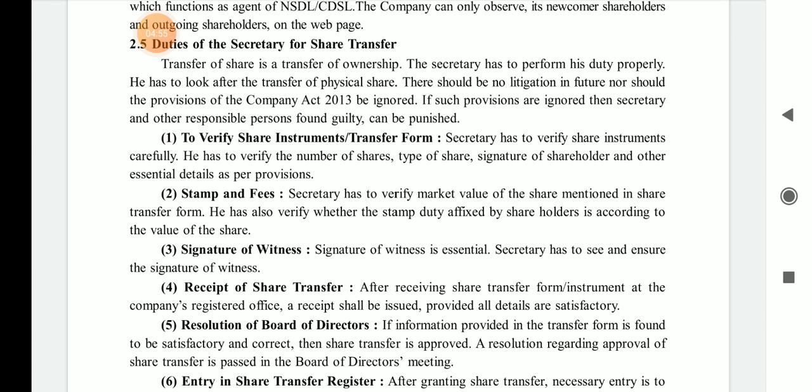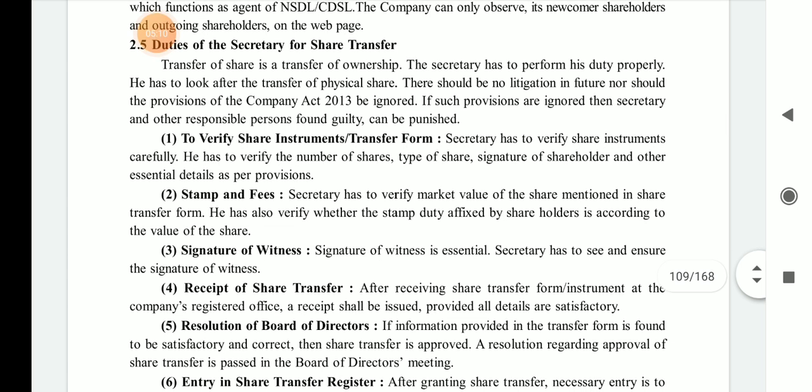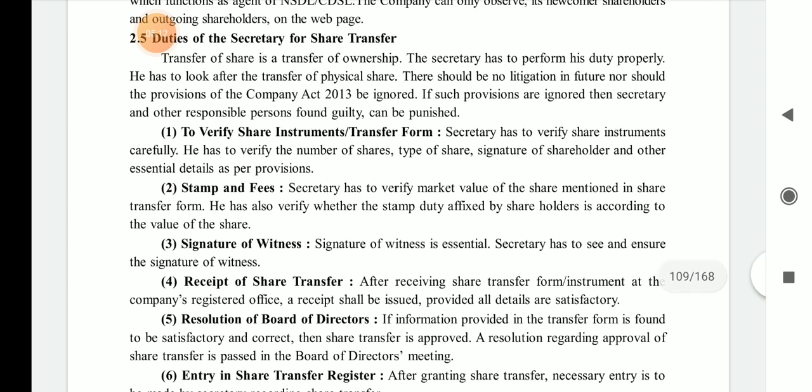He has also to verify whether the stamp duty affixed by the shareholder is according to the value of the share. See, it is the most essential duty of the company secretary that he or she has to completely check that the stamp duty is affixed as per the market rules or not. It has to be done very perfectly, and they have to compulsorily see this step.